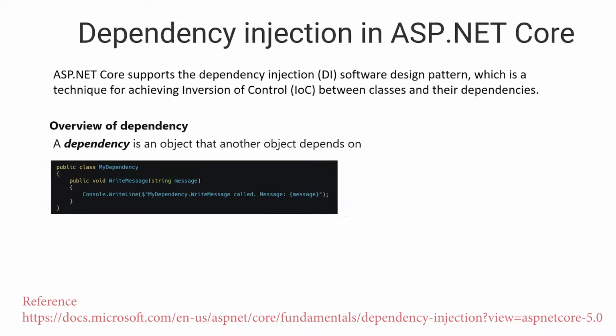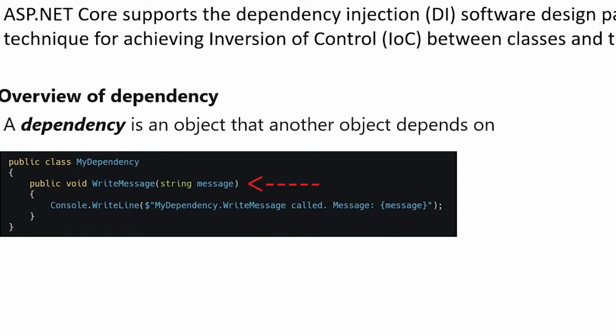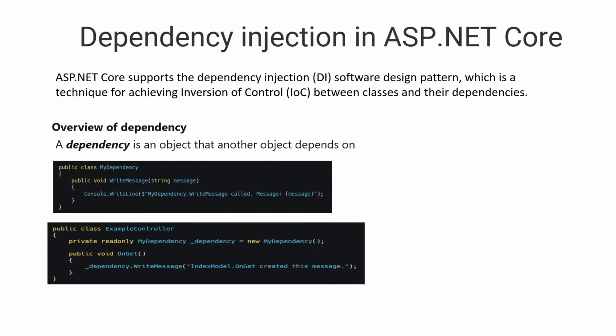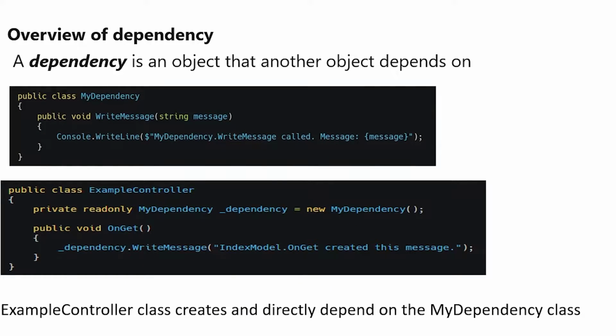You have one class, MyDependency, and in this class you have one method, WriteMessage. In example controller class, you want to invoke method of MyDependency class. So you have to create object of MyDependency class. So example controller class creates and directly depends on MyDependency class.